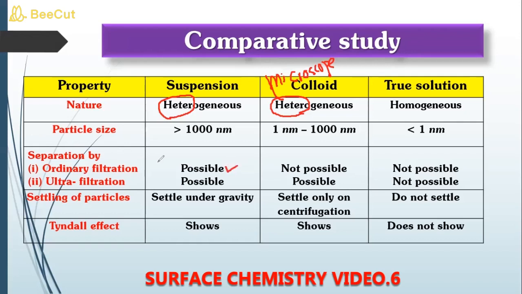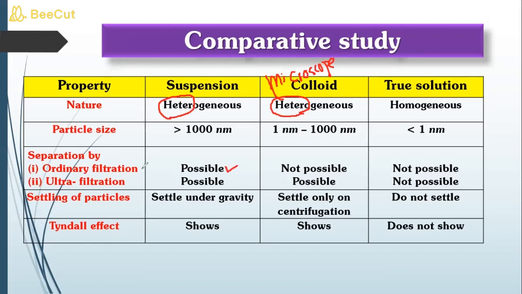Hence, the suspension can be filtered with the normal filter papers as well as through the ultra filter papers. Colloids cannot be separated through the ordinary filter papers, but can be filtered only through the ultra filters. In the case of true solutions, it is not possible using an ordinary filter paper as well as through the ultra filter paper.